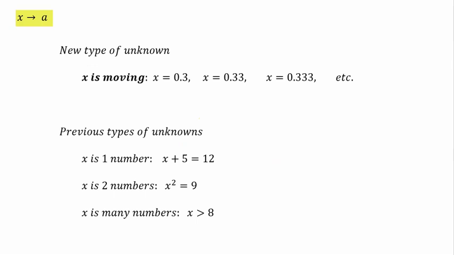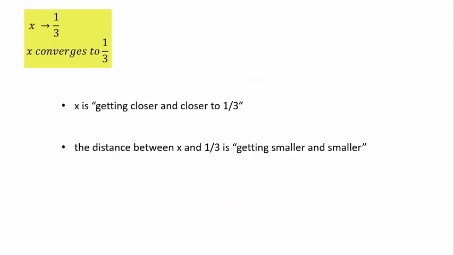Now how can we express that more mathematically? Well, first of all, let me point out that this is a new idea of an unknown. Previously, we've seen x represent one number, as in x plus 5 equals 12, or two numbers, x squared equals 9, or an infinity of numbers, x is greater than 8. But this is a new idea of an unknown, a moving unknown. X is moving. So, what do we mean when we say x converges to 1/3? Well, we mean that x is getting closer and closer to 1/3. Mathematically, we can say that the distance between x and 1/3 is getting smaller and smaller.